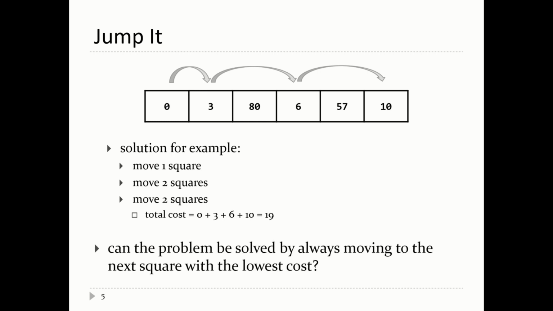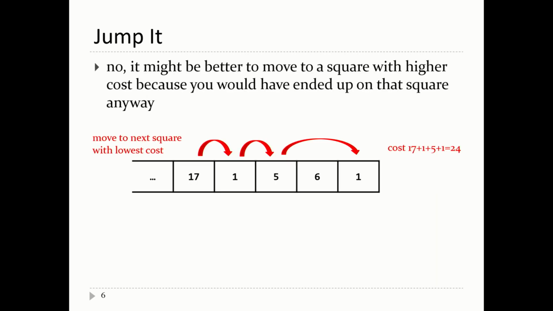So the question is, can you solve this particular problem in this way? Greedy solutions often work. Does it work here? The answer is no. It doesn't work here. The reason is that it might be better to move to a square with a higher cost because you would have ended up on that square anyway, regardless of what you did.